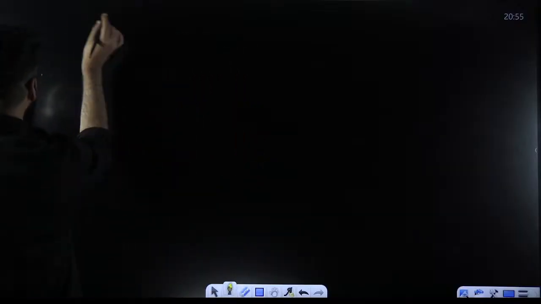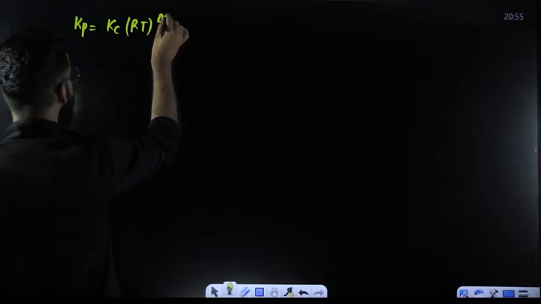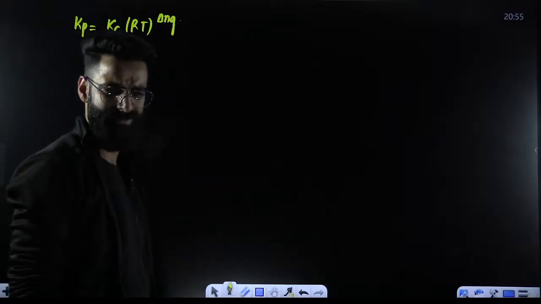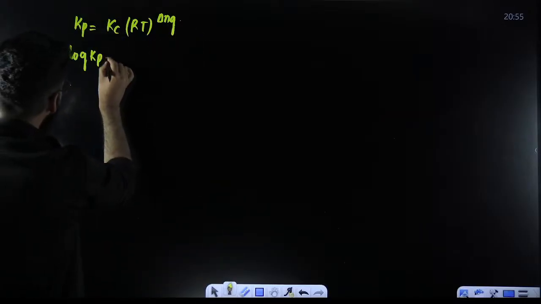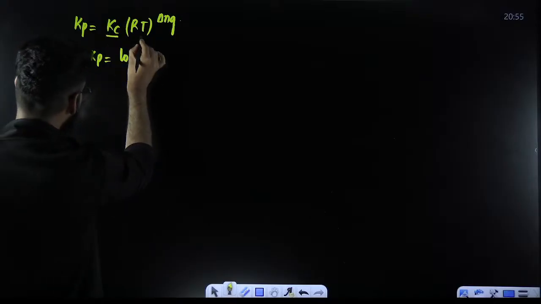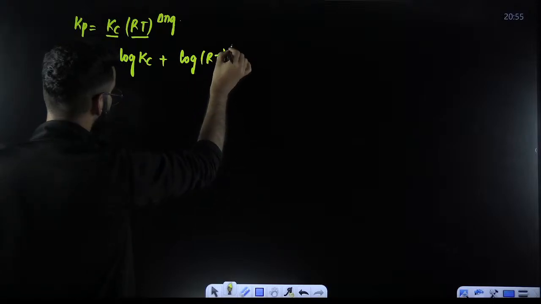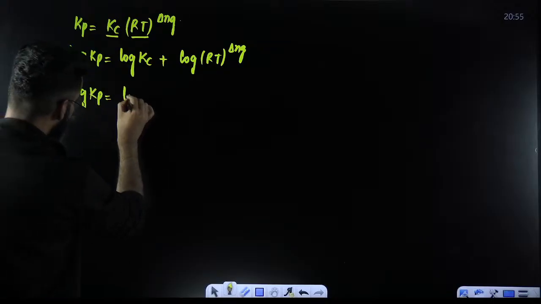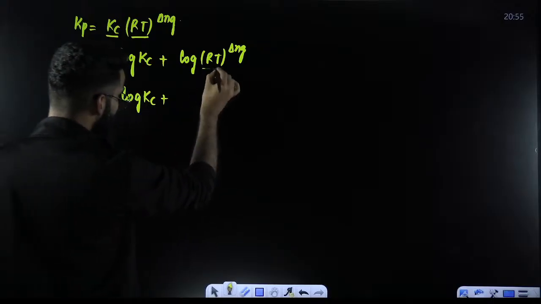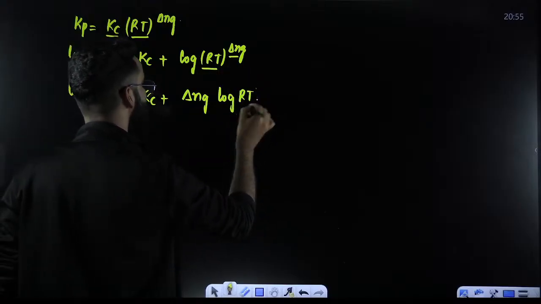Now, there are a lot of graphs in the chapter. One graph here. You would have studied this particular equation somewhere. Kp is equal to Kc RT raised power delta Ng. Have you studied this equation ever in the chapter equilibrium? You would have. For example, if I take log of this equation, log of Kp is equal to log of m into n becomes log of m plus log of n. So log of Kp is nothing but log of Kc plus log of RT raised power delta Ng, so delta Ng comes to the front, then it's log of RT, correct?